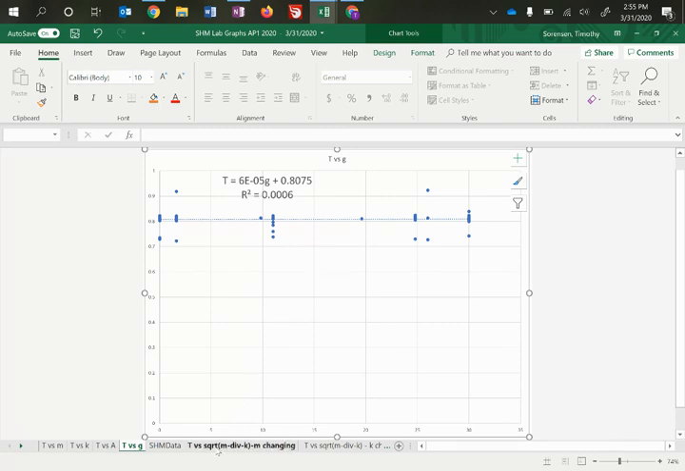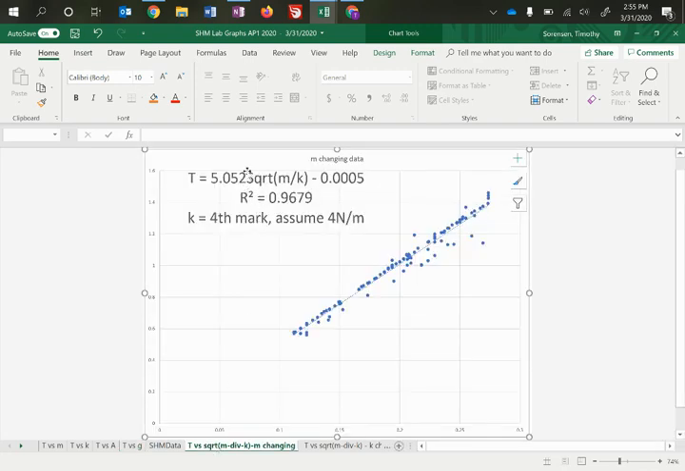So, looking at the suggestions that I received in the post lab, hey, let's try the square root of m over k. This allows mass to change. I made the assumption that when K is on the fourth mark, let's assume that we have a K of 4 newtons per meter. And you can see we have a nice linear relationship.